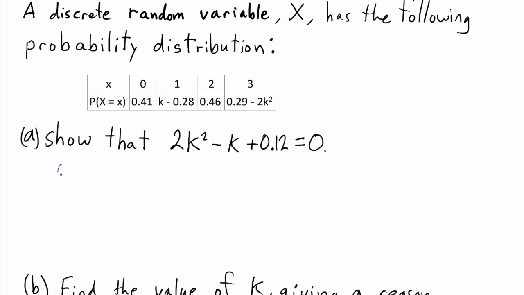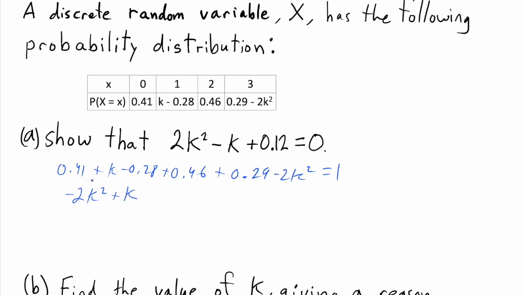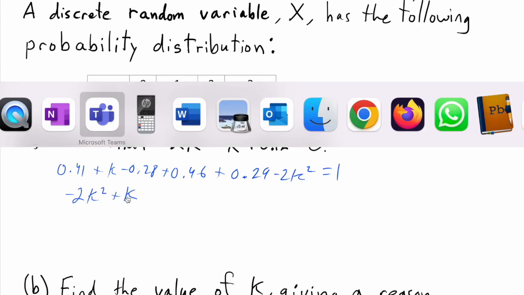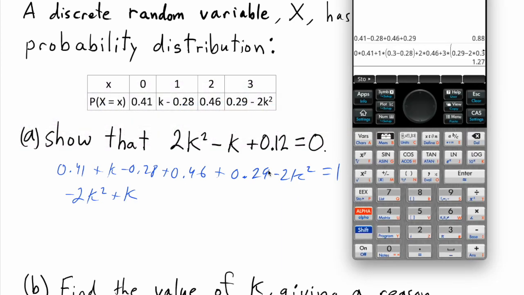So that means 0.41 plus k minus 0.28 plus this plus the last one has to be equal to 1. We have only one k squared term, and we have one k term, and then these decimals here add up to 0.88.